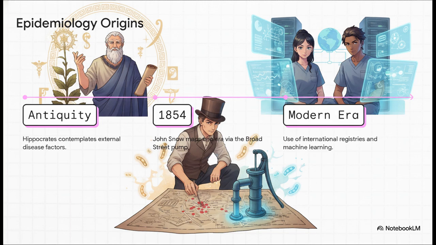Now, this practice has evolved a ton over the years. It started way back in antiquity with Hippocrates, who was really among the first to even contemplate external disease factors. Then, fast forward to 1854, and you have John Snow's brilliant geographic mapping of cholera cases at the Broad Street Pump. Today, in the modern era, we've obviously traded pencil and paper for massive, terabyte-bearing international registries like the Vascular Quality Initiative, along with some pretty advanced machine learning algorithms. But honestly, the core principle remains exactly the same. We are trying to understand how and why diseases manifest in populations.